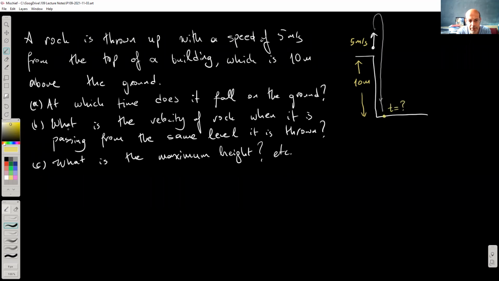In part B, I'm asking for the velocity of the rock when it is passing from the level it was thrown. So let me just write it down like that. So that's the velocity of the rock at that point. I would like to use a consistent picture in here. So this is about part A, this is about part B. Part C is about the maximum height and so on.